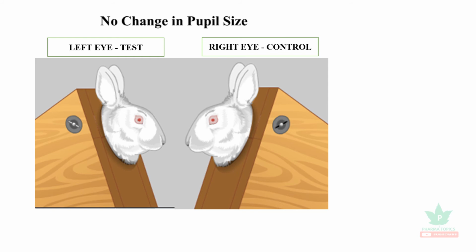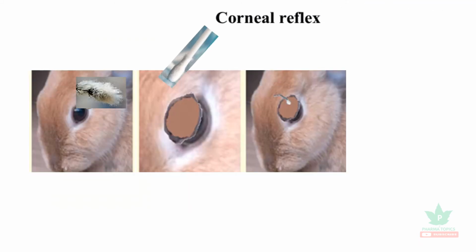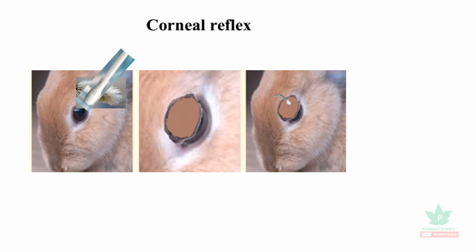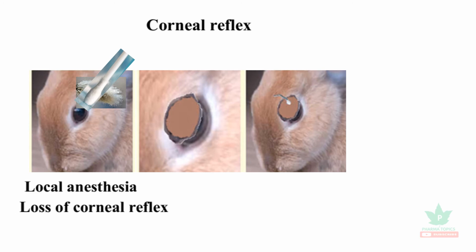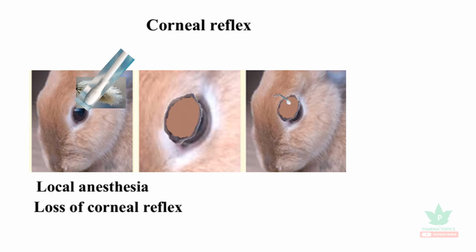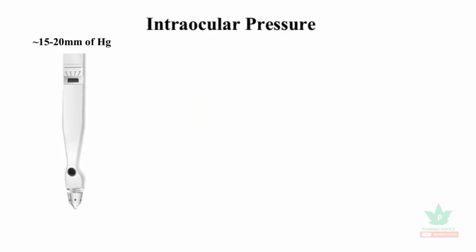There is only one drug which causes no change in the pupil size when it is administered, and that is lignocaine 1% ocular administration. The next is checking the corneal reflex with the help of cotton on the eyes. Local anesthetics cause loss of corneal reflex. Cocaine 1% and lignocaine 1% cause loss of corneal reflex because of topical anesthesia.